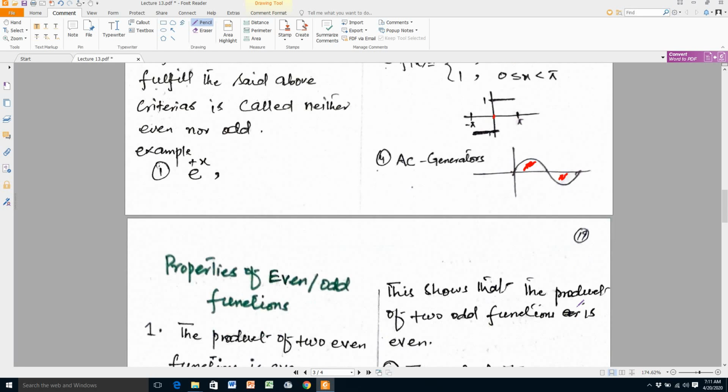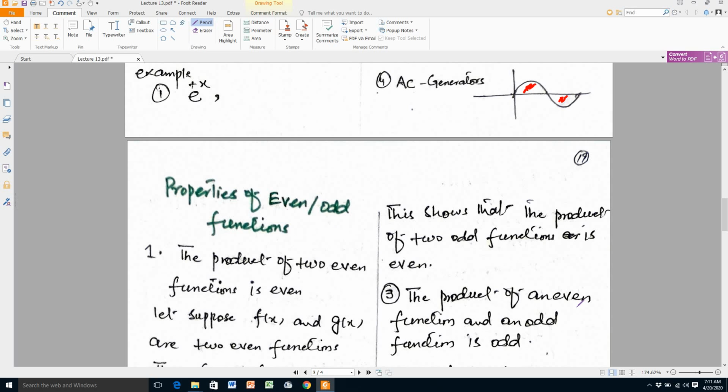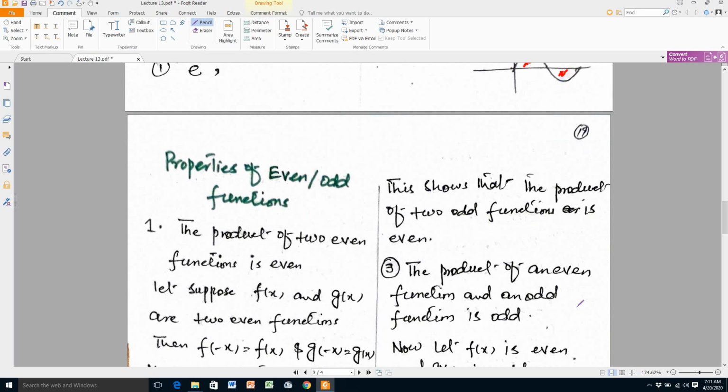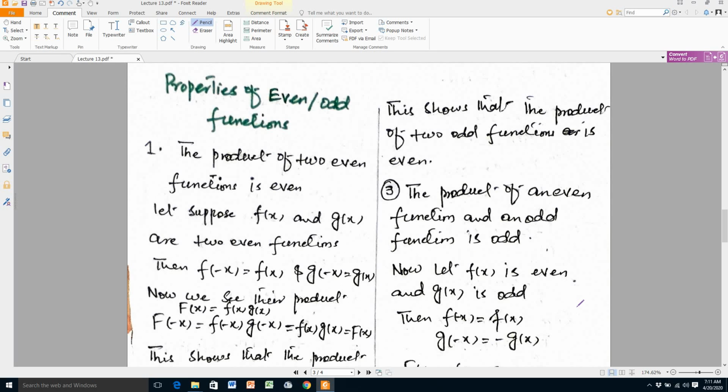Now, some properties of even and odd functions. The first one is that the product of two even functions is even. Let's suppose f of x and g of x are two even functions, and they fulfill the property that we defined above: f of minus x is equal to f of x and g of minus x is equal to g of x.